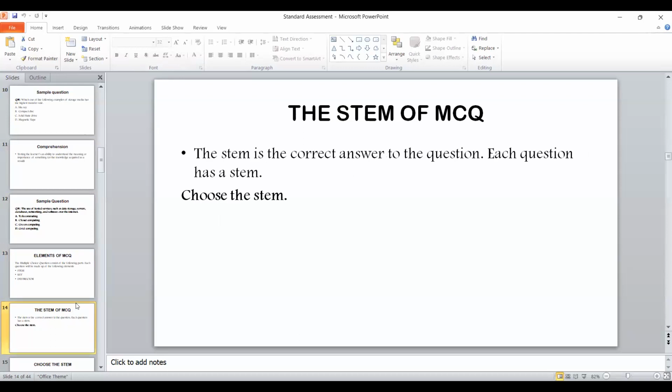What is a stem? For each and every question you are going to set, it must have a stem. And the stem, this is the correct answer to the question. And the student is expected to select or choose only the stem. And if the question has no stem, then it is not a multiple choice question. When you look at all the previous UNEB papers, you realize that the setter was following the concept of the MCQ. You cannot find controversial questions in MCQ. There must be a correct answer where we all agree.